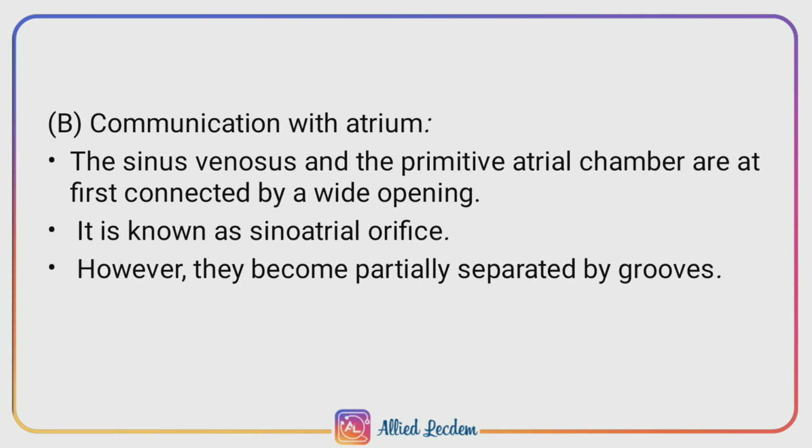Communication with atrium. The sinus venosus and the primitive atrial chamber are connected by the sinoatrial orifice. However, they become partially separated by the grooves that appear on the lateral wall of the heart tube at the junction of these two chambers.